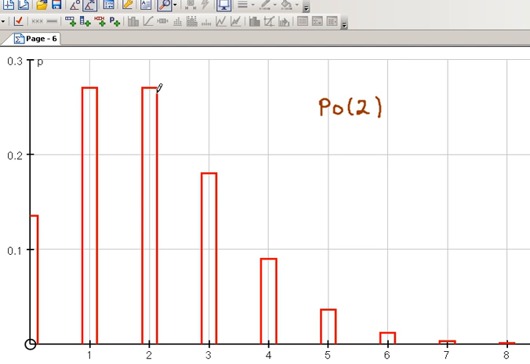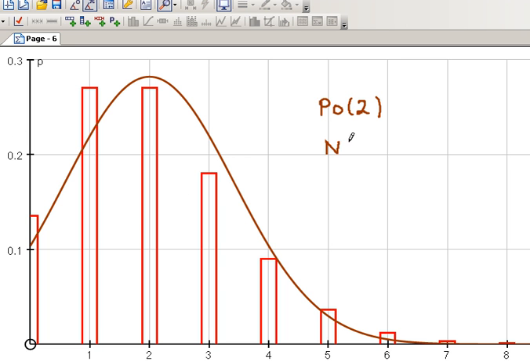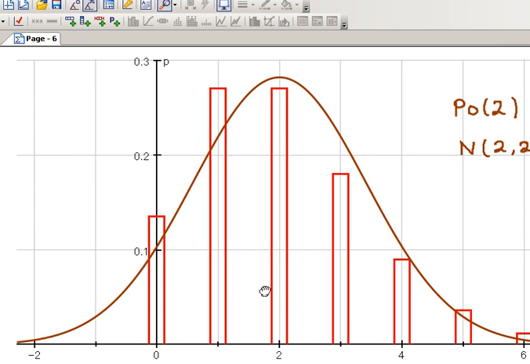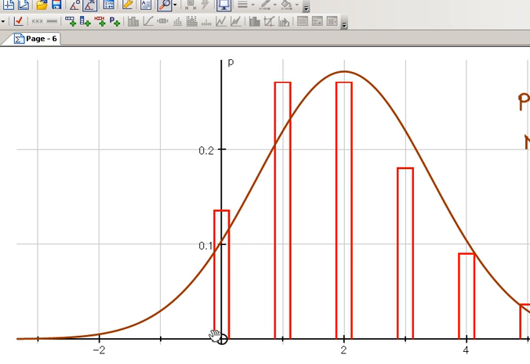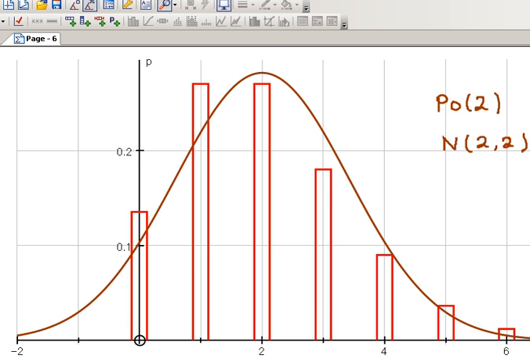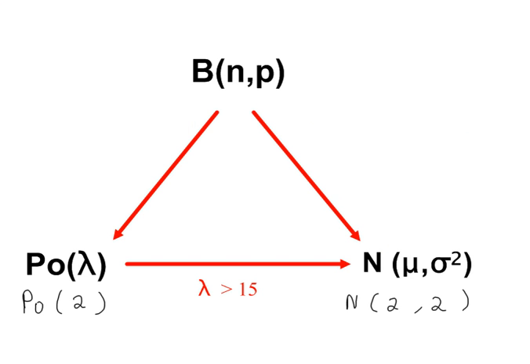So this is a Poisson distribution with a mean of 2, and as you can see, it does not have a normal curve. And here's the normal distribution with a mean of 2 and a variance of 2, and it's a poor fit, and the normal distribution goes into the negative region here. Clearly the Poisson distribution cannot have any negative values on this side. So a poor approximation, because this condition was not met.